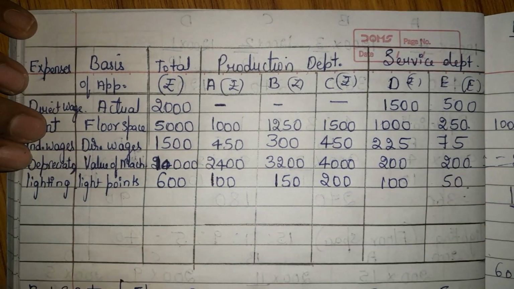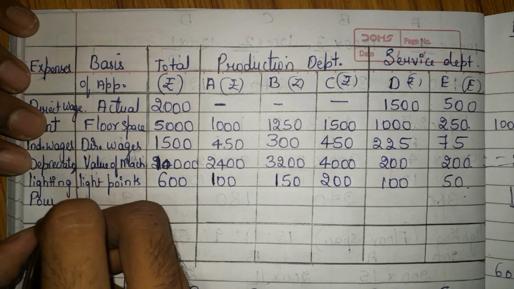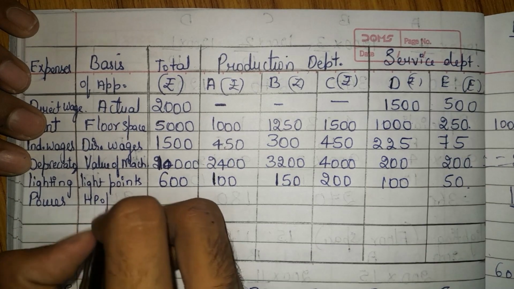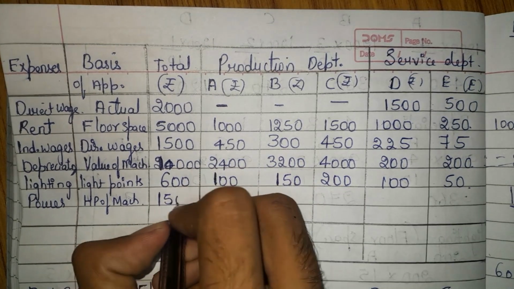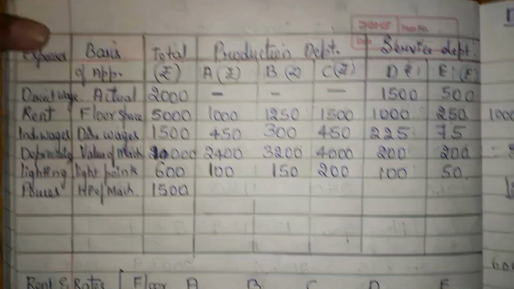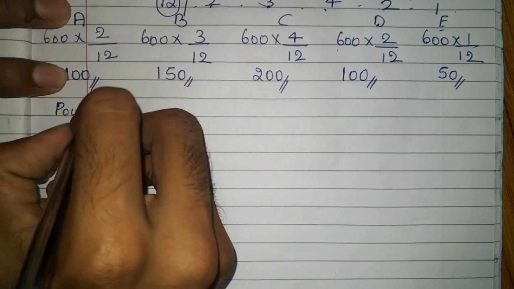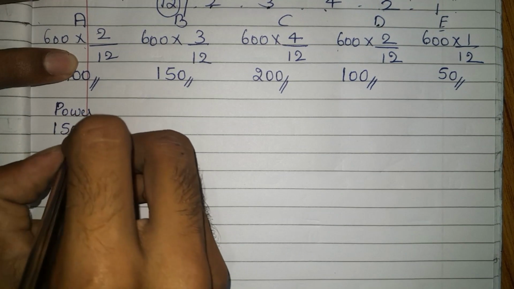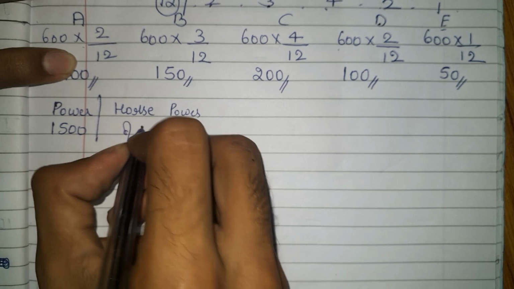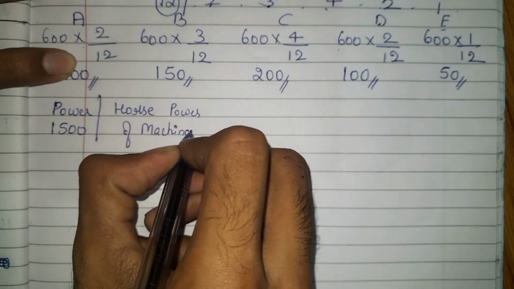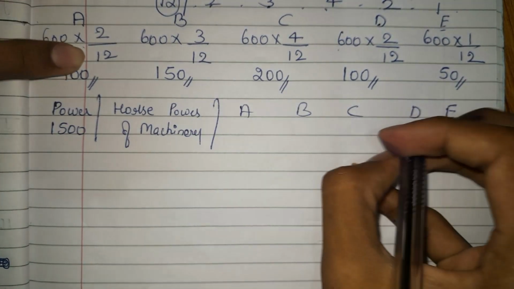Next, we are having power. Power we should divide on the basis of horsepower of machinery. So total power expenses it is 1500. Let us see how to divide this. So now we are dividing the power of machinery. The total expenses is 1500. This we will apportion on the basis of horsepower of machinery. Now A department, B department, C department, D department and E department is there.